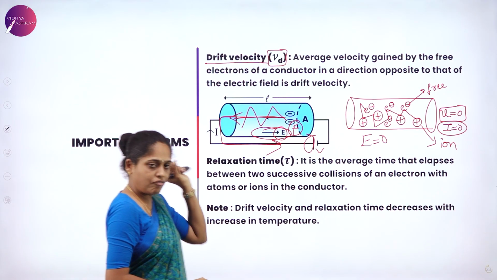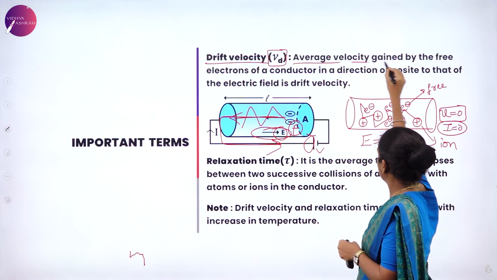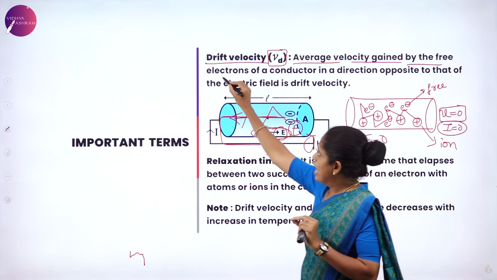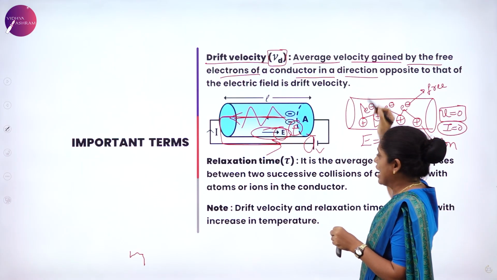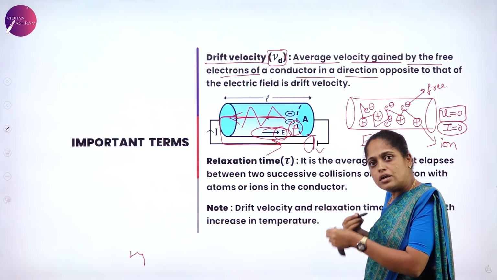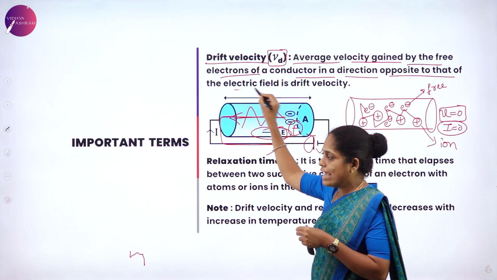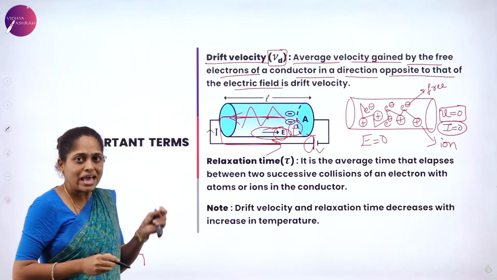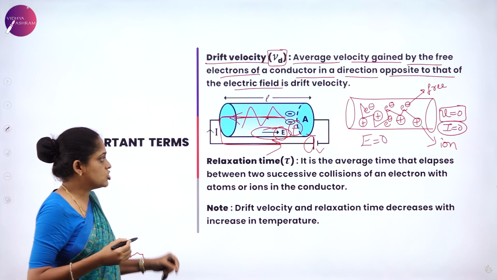So what is drift velocity? Drift velocity is the average velocity gained by the free electrons of the conductor in a direction. In what direction do they drift? They drift in the opposite direction to the electric field. This velocity is known as drift velocity.